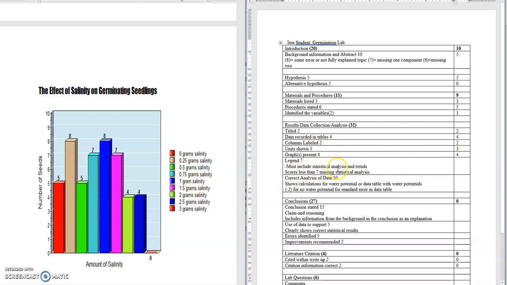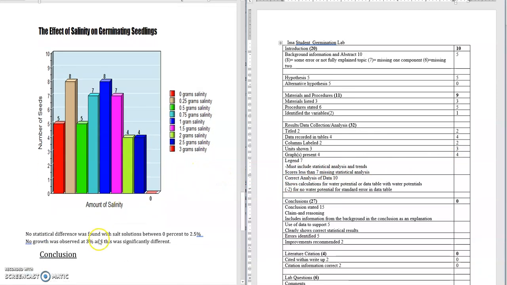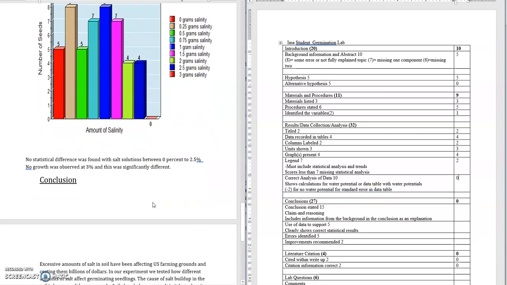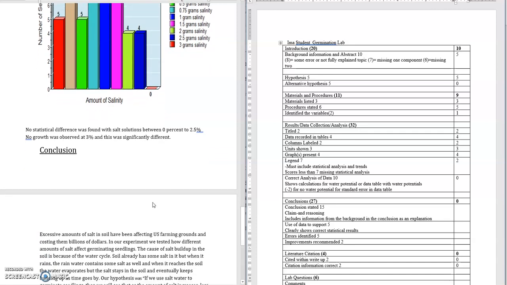The results must include statistical analysis and trends. They've talked about the trends. I see no statistical analysis, so they would get 2 for 5. Correct analysis shows calculations of water potential, data table water potentials, etc. So this person would get 0 for no analysis. So we would get 2, 6, 9, 11, 15, 17 for 32.